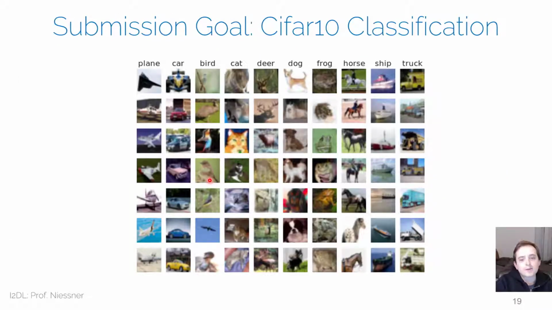The dataset we work on in this exercise is CIFAR-10. You're already familiar with this dataset. It has 10 classes and many images that are 32 by 32 pixels. And your task is to predict which of the 10 classes an image belongs to.